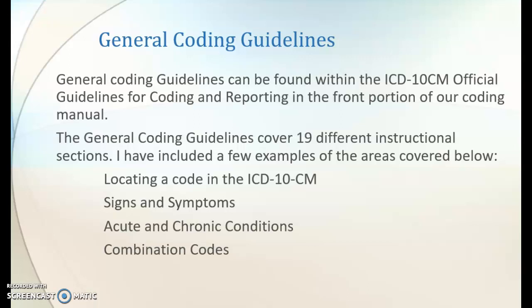The fourth example chosen is combination codes. The area of combination codes explains how combination codes are a single code to classify two diagnoses, or a diagnosis with an associated secondary manifestation, or a diagnosis with an associated complication.